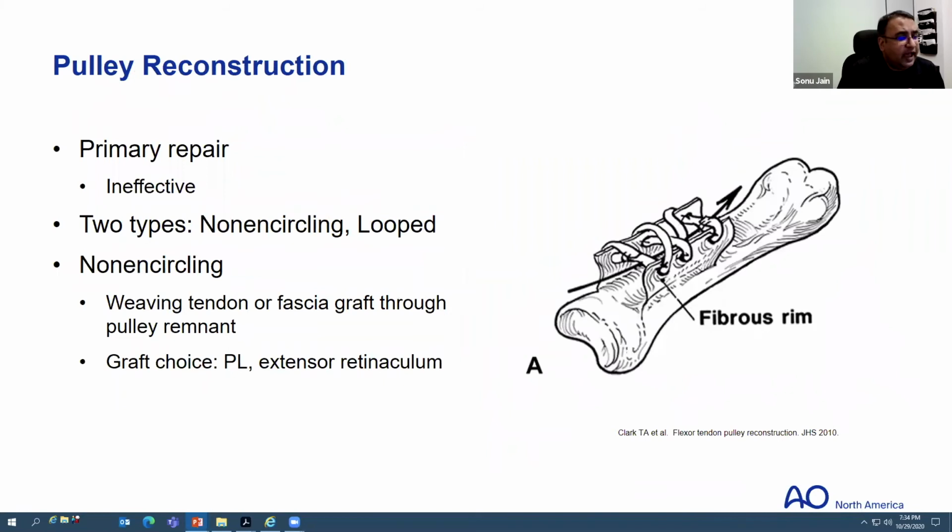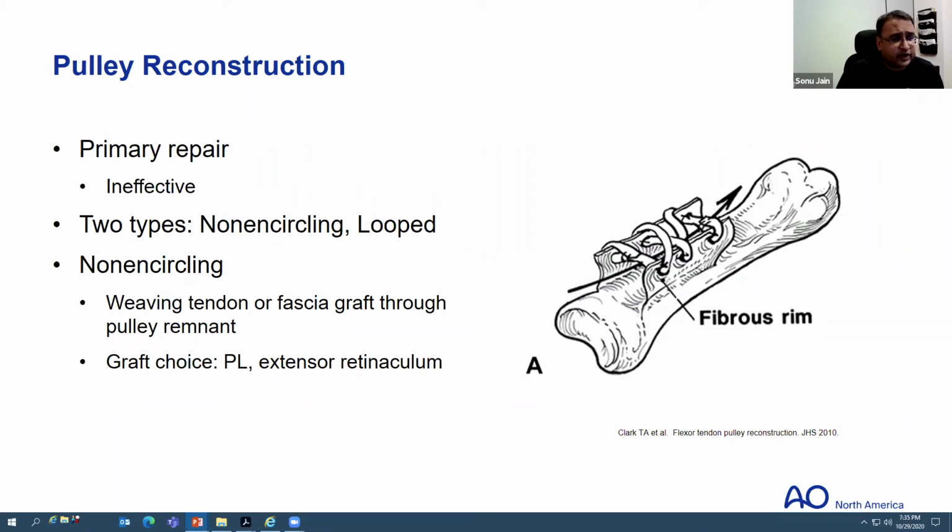So you also have to be very knowledgeable about the pulley reconstruction if you're going to do a secondary reconstruction, because a lot of times when you're doing a secondary reconstruction for tendon injuries, the pulleys aren't available, right? You have to create those. So you can do primary repair, which is ineffective, so don't even think about it.